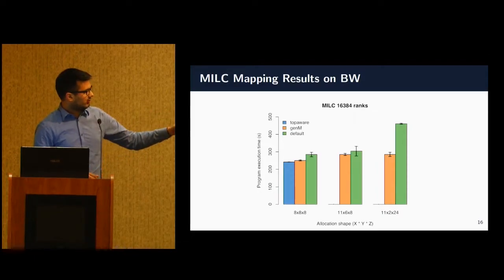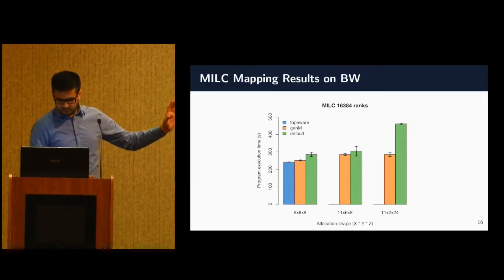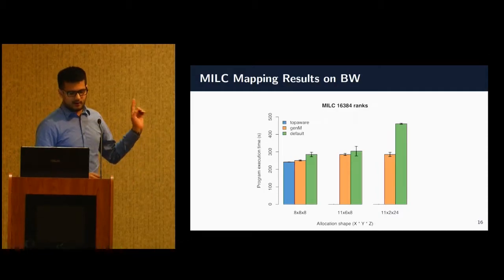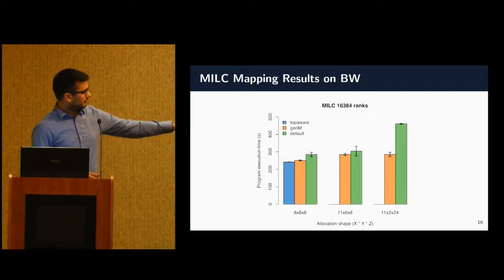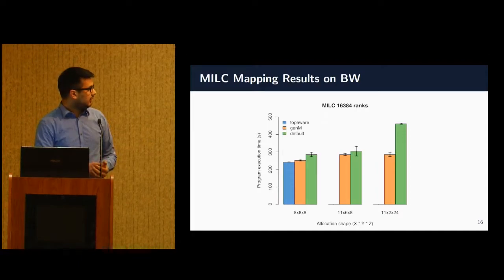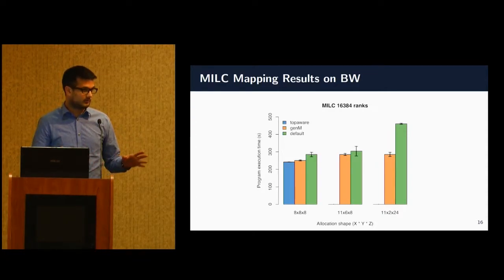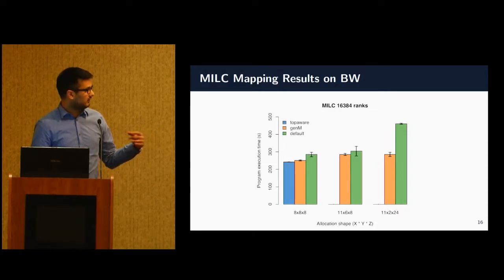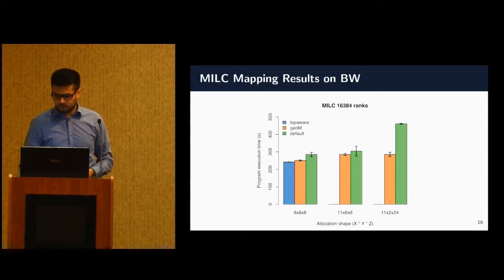So on the x-axis, we have different shapes, 8 by 8 by 8, 11 by 6 by 8, and 11 by 2 by 24. And the y-axis, program execution time. So for the first 8 by 8 by 8 set, we have results for both TopoAware and GenM. And we see that both of them are fairly good compared to the default. But where topology-aware mapping really shines is for these more irregular shapes. So you see the two right bars. Cray's tool TopoAware doesn't get a good mapping for this. It doesn't work for these shapes. But you see for GenM, for the 11 by 2 by 24 case, for example, we get a very, very significant, almost 40% speed increase.